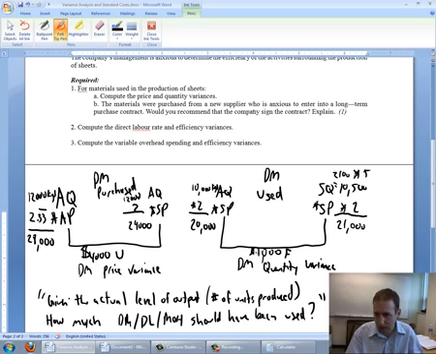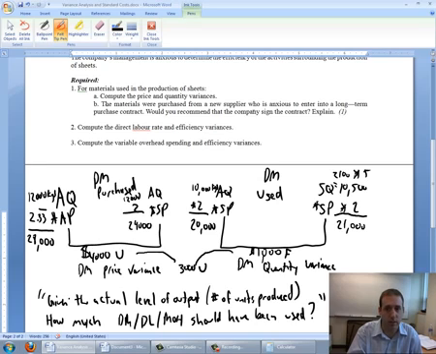Now, a lot of textbooks don't like you to combine these two separate variances. I don't mind. Our overall materials variance here is 3,000 unfavorable, right? 4,000 unfavorable, 1,000 favorable, 4 to the bad, 1 to the good, leaves us $3,000 to the bad. All right, we've completed our quantity variance and our price variance.